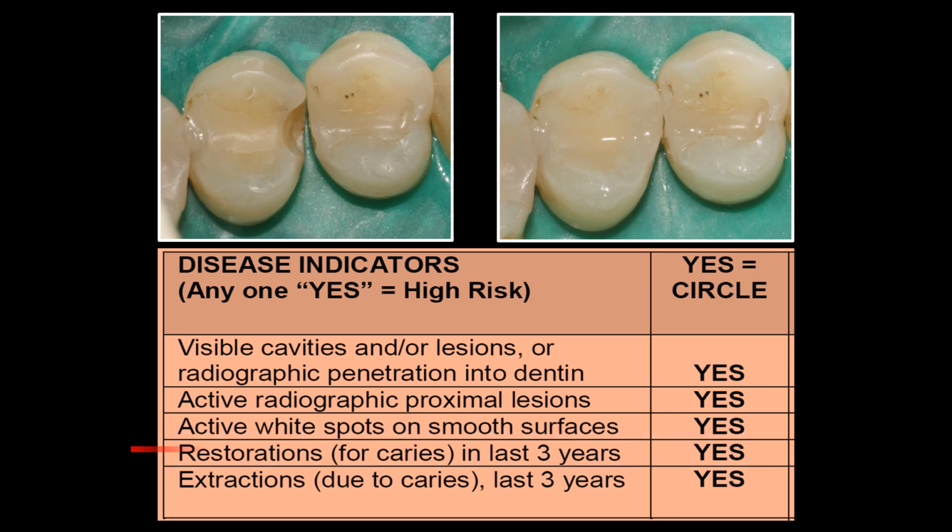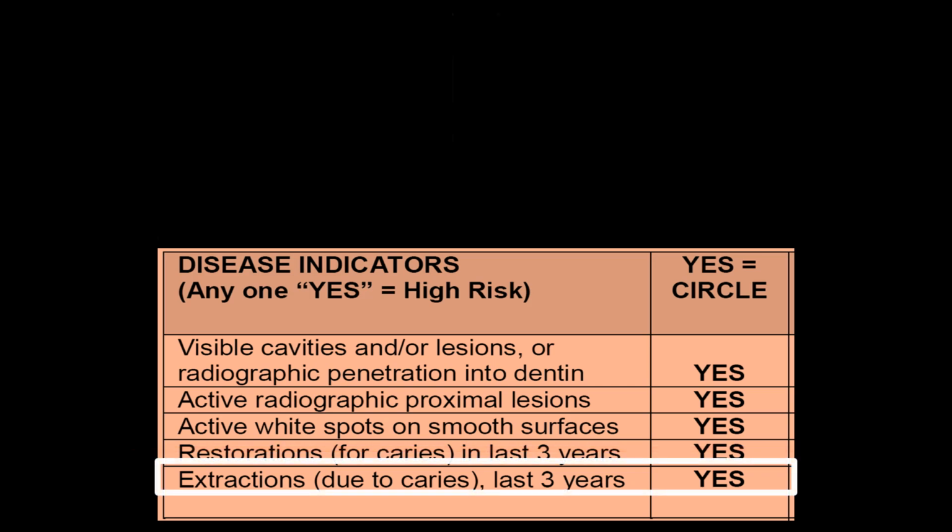In this case, you would not circle yes for this item, and this is a big problem that 3rd year and 4th year students struggle with. You have to remember that it's restorations for caries in the past 3 years that places a patient at high risk. The last box in this column reads extraction for caries in the last 3 years.